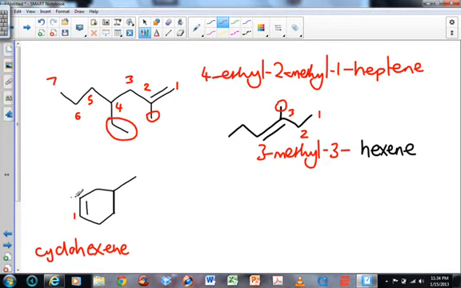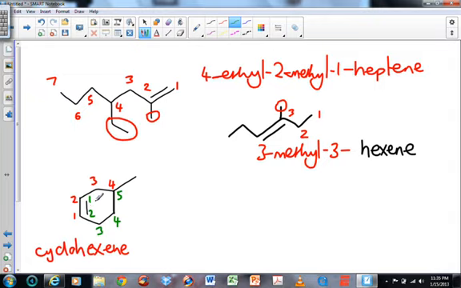Do we start here and go 1, 2, 3, 4? Maybe I start numbering here and go 1, 2, 3, 4, 5. Well, hopefully you can figure out which is the one that makes more sense. Of course, it's the lowest number, so we're going to go with the red numbering system here.